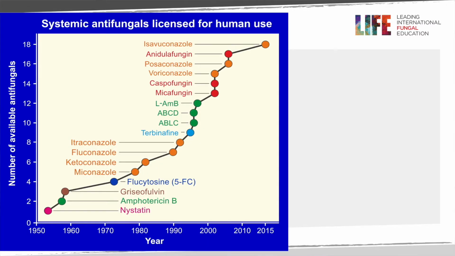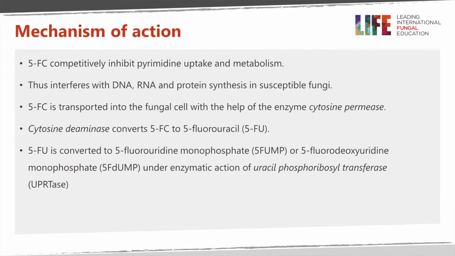Flucytosine was one of the earliest antifungal agents to be brought into clinical practice, as you can see in the pipeline of discovery of antifungals. It is one of the essential antifungal agents that is listed on the World Health Organization essential medicines list, but it is not available in many parts of the developing world.